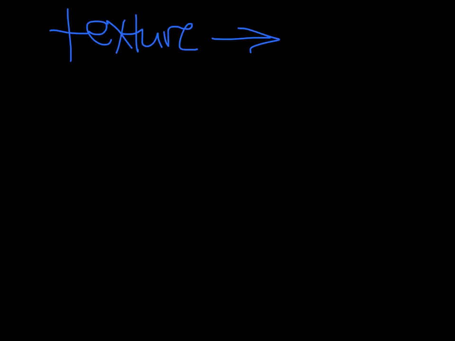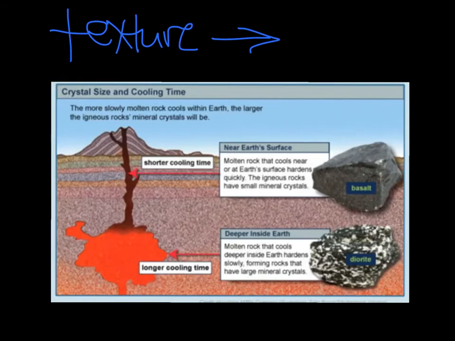So if we look at the intrusive igneous rocks that are formed from magma, that's going to stay down inside. So that's going to allow large crystals to form because the interior of the earth, as you know, is extremely hot. There's high temperatures, which allows the magma to cool slowly. And that slow cooling allows time for those large crystals to form. Take a look at this picture.